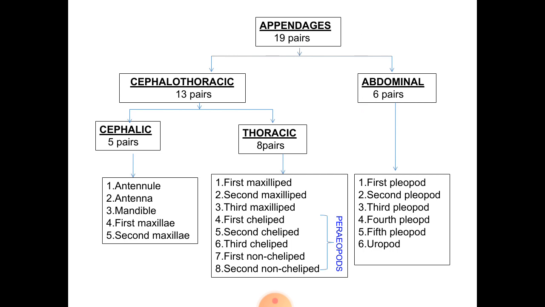And the thoracic appendages are first maxilliped, second maxilliped, third maxilliped, first cheliped, second cheliped, third cheliped, first non-cheliped and second non-cheliped. The first 3 thoracic appendages are known as maxillipeds or foot jaws, and the 4th, 5th, 6th, 7th and 8th appendages are known as pereiopods or walking legs. The abdominal appendages include swimming legs or pleopods. There are 6 pairs. First one is first pleopod, second pleopod, third pleopod, fourth pleopod, fifth pleopod, and the last one is known as uropod.